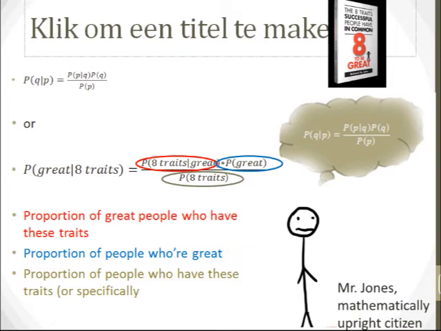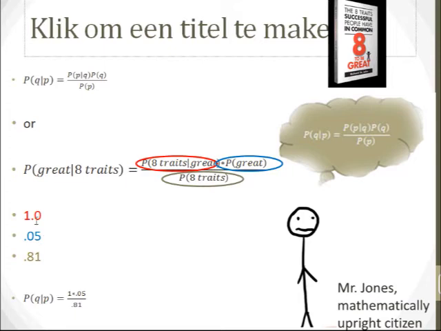So if we have that information, we can calculate the probability that we'd like to know. So let's assume for this example that we know this. We know that this chance equals 1.0. We know that the a priori chance of being great, call me a pessimist, is not that high, so 5% chance. And we assume for this example that the probability of having those 8 traits is very high because, well, those traits are very general, so most people would indicate that they possess them. So we can calculate it like Mr. Jones, the mathematically upright citizen, does right here. He would calculate for us by filling in the formula with those probabilities.